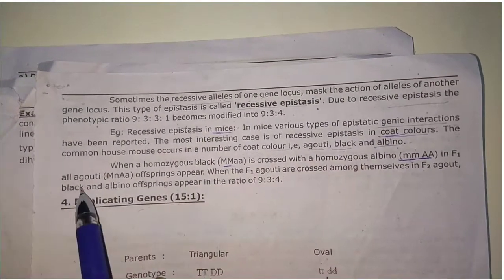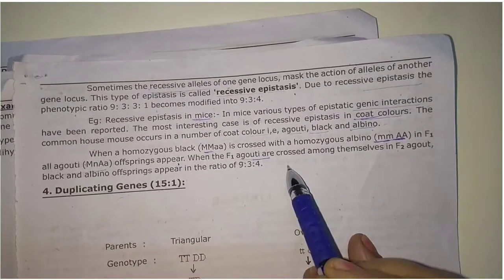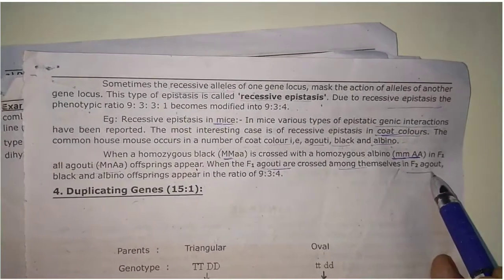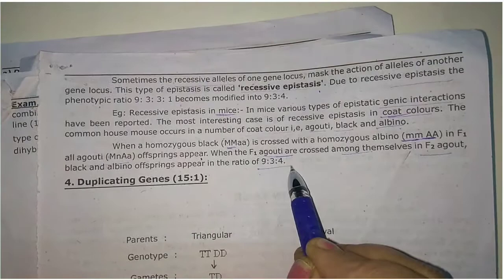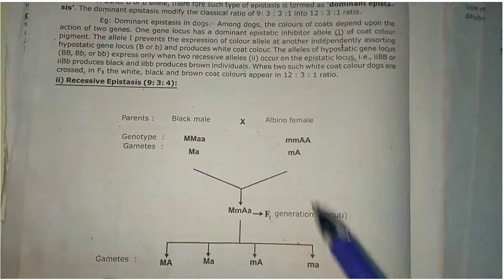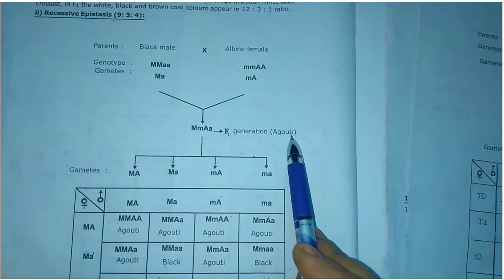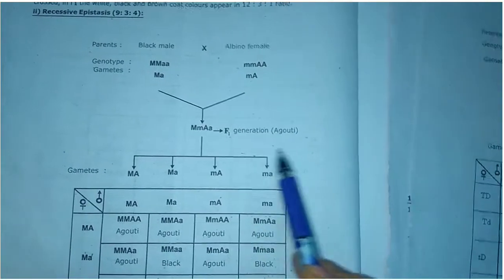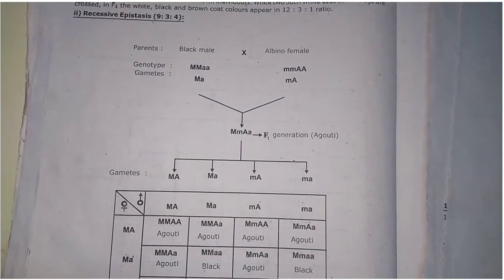in the F1 generation, all agouti offspring appear. When the F1 agouti are crossed among themselves, in F2, agouti, black and albino offspring appear in the ratio of 9:3:4. So you go through this checkerboard. So these are the black male and albino female. In the F1 generation, we will get all agouti color. When these F1 agouti reproduce among themselves, that's what happens here. The 9:3:4 ratio appears in the F2 generation.